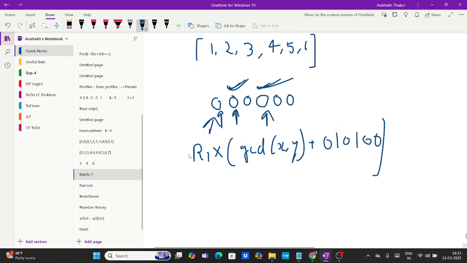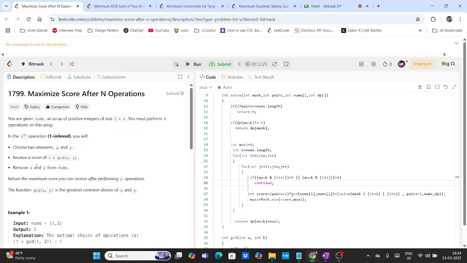Is there any question on this? What does i mean? i means the ith operation, round i. I mean one, two, three, like that. So we will pass one number just to increment every time.